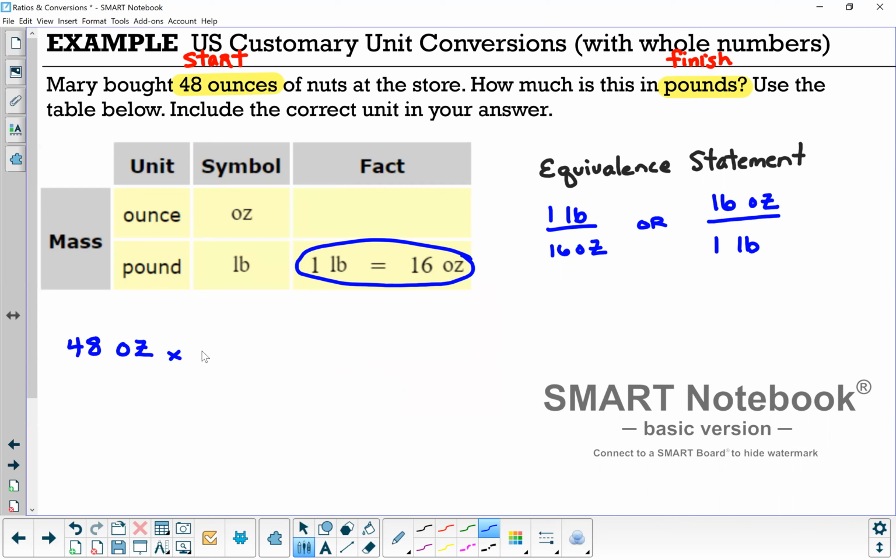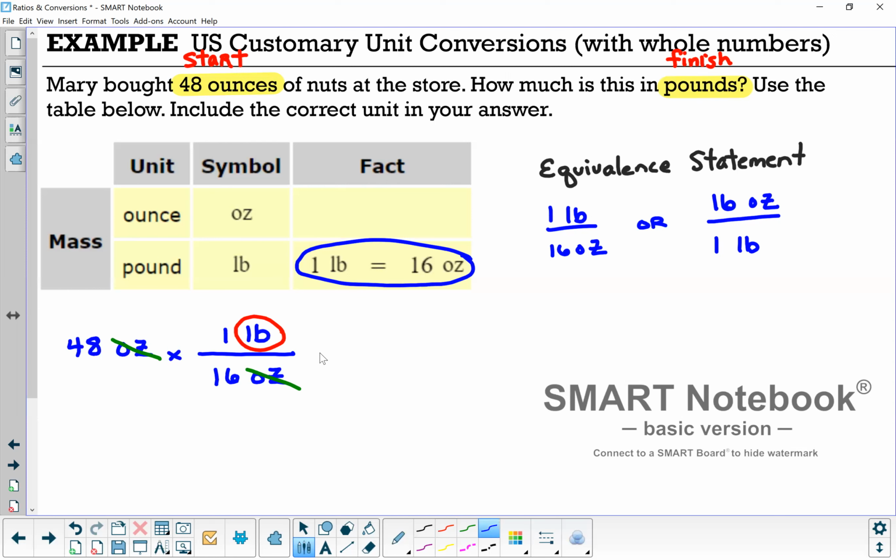So we start with 48 ounces. And we're going to multiply by an equivalent statement here. I can see ounces needs to go in the denominator. So 16 ounces here, which means 1 pound goes in the numerator. And then notice how our units are eliminated. Ounce divided by ounce, hence, that reduces. Okay, so we're left with pounds. That's exactly what we want.